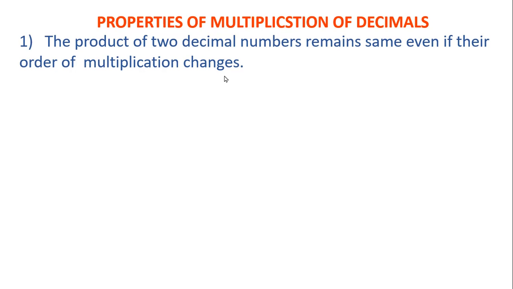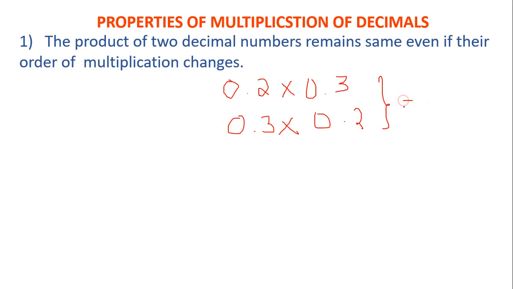Here is the first property, that is the product of two decimal numbers remains same even if their order of multiplication changes. That means, for example, 0.2 multiplied with 0.3 or 0.3 multiplied with 0.2, for both we'll get same answer, that is 0.06. This is the meaning of first property.